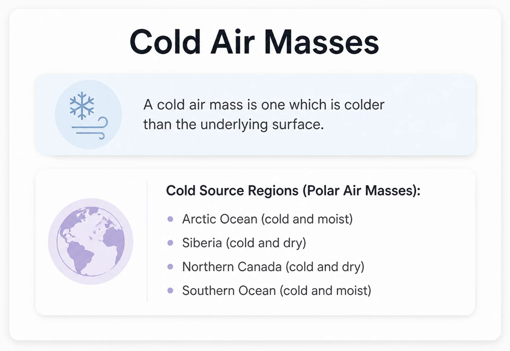Beyond the naming convention, we also classify air masses by how their temperature compares to the ground they travel over. A cold air mass is simply one that is colder than the underlying surface. Major cold source regions include the Arctic Ocean and the Southern Ocean, which produce cold and moist air, as well as Siberia and northern Canada, which produce cold and dry air.